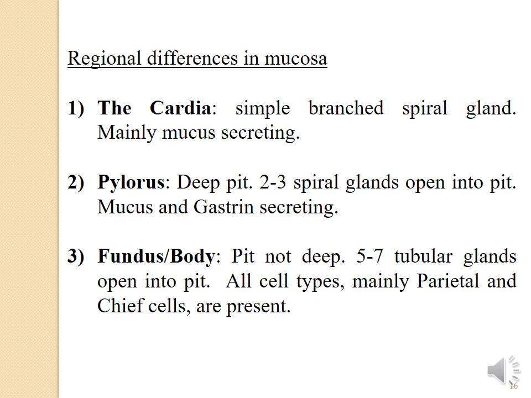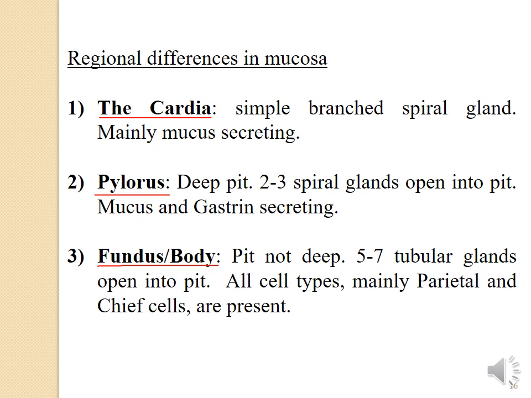Now, the regional differences in the mucosa of the stomach. Anatomically, the stomach is divided into 4 regions: the cardia, the fundus, the body, and the pylorus. Histologically, however, the stomach is divided into 3 regions only: the cardia, the pylorus, and the fundus body. The cardia and the pylorus are small regions, whereas most of the stomach is considered in the region of the fundus body.